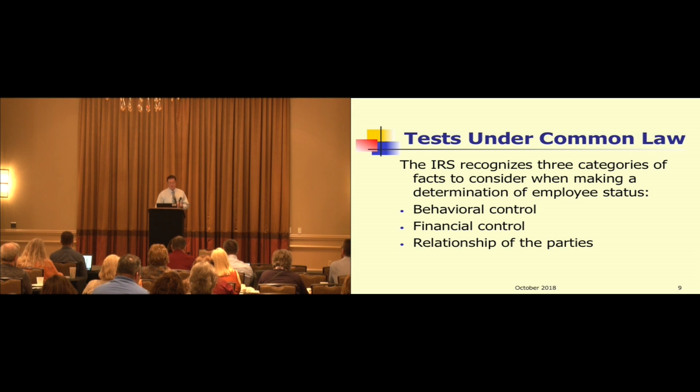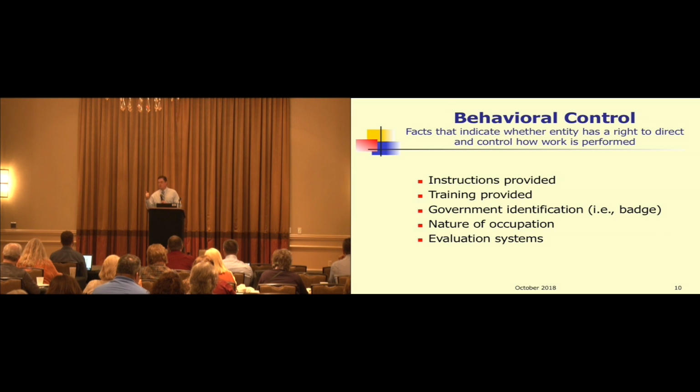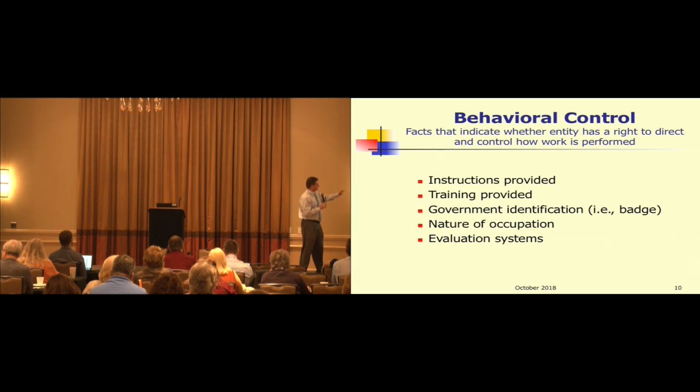First of all, in behavioral control, there are things you look at. Do we provide instructions? Is any training provided? Is a government identification given? These are just examples. They're not all inclusive. What's the nature of the occupation, and is there any kind of evaluation system? So when we look at behavioral control, let's look at this janitor. In the example that I gave you, does any of that fall into behavioral control?